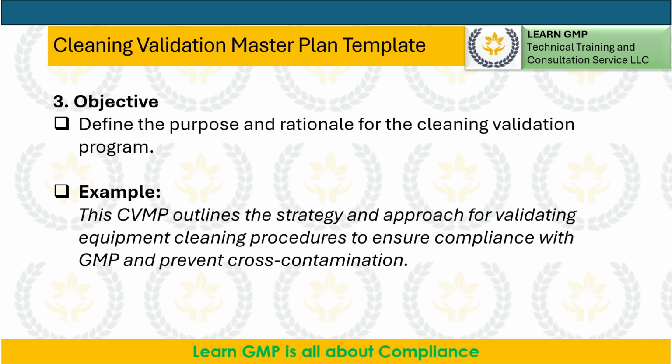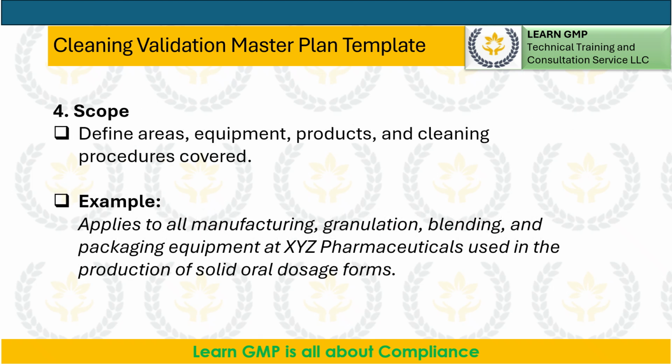3. Objective. Define the purpose and rationale for the cleaning validation program. Example: This CVMP outlines the strategy and approach for validating equipment cleaning procedures to ensure compliance with GMP and prevent cross-contamination. 4. Scope. Define areas, equipment, products, and cleaning procedures covered.